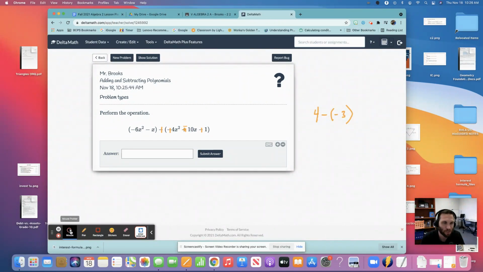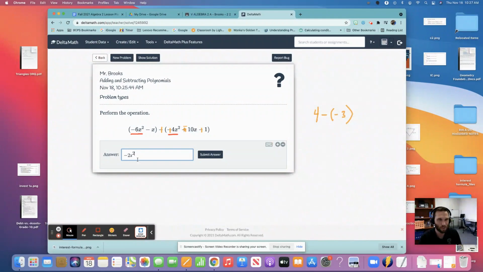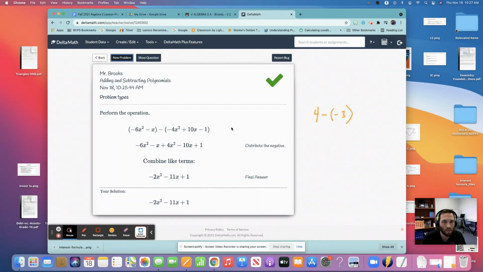Okay, all right. So now it's just plus. So we already did that once, right? So negative 6x squared, positive 4x squared. And see how I just put them together now because it's plus? Okay, so negative 6 plus 4 is negative 2x squared. Remember, we're still just adding and subtracting, so we're not changing the exponents. The exponents don't change till we multiply. All right, and then negative x minus 10x is negative 11x, and then plus 1, so it should be that. There you go.